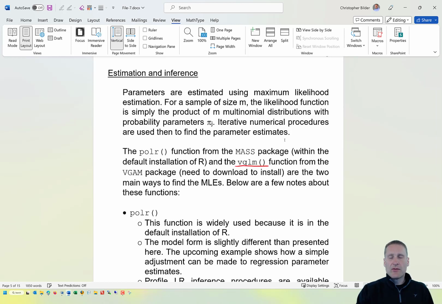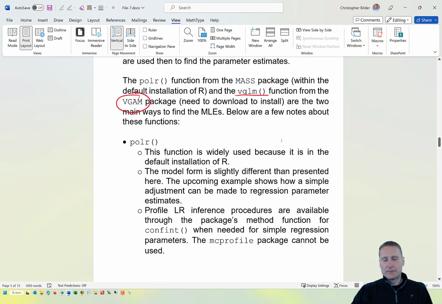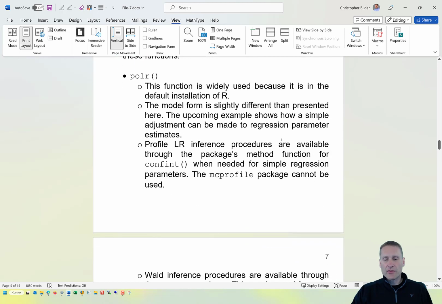The second function that can be used to estimate this kind of a model is called VGLM. We saw that with the multinomial regression model. It comes in the VGAM package. Here are some comments about these functions. Now, the actual model that the POLR function estimates is slightly different from the model that I presented. And I'll explain how we can convert it to the model that I presented shortly. Also, I should mention what POLR stands for. Sorry, I didn't do that before. It stands for Proportional Odds Logistic Regression. So they put the extra L on there because we saw the relationships with logistic regression before.